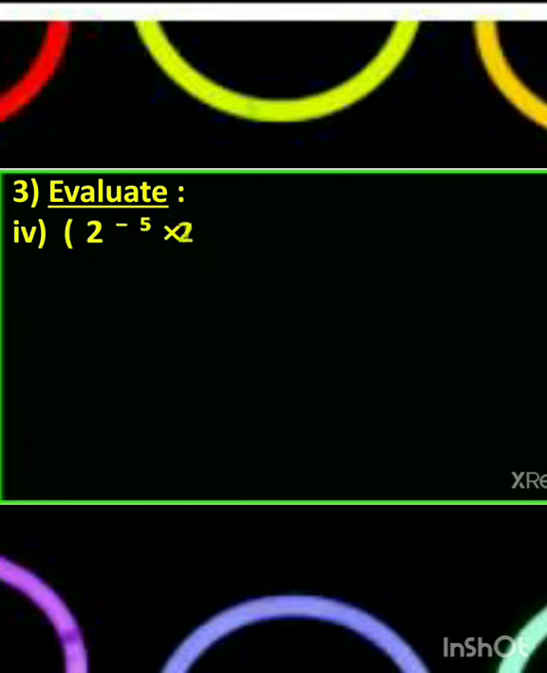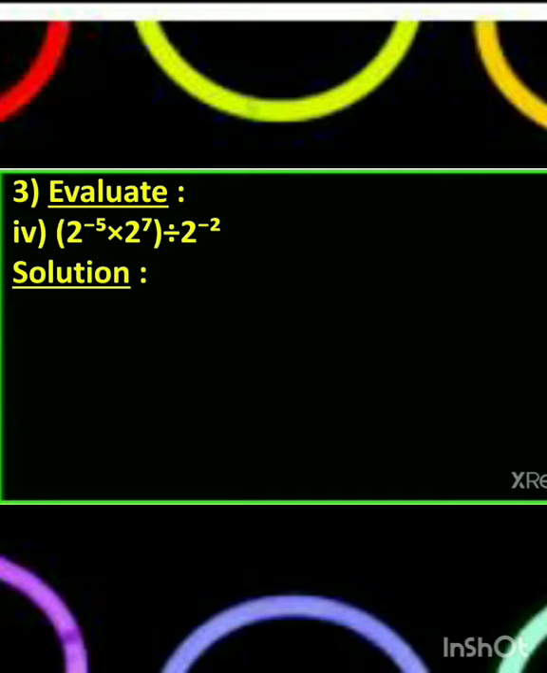Evaluate. Third problem, fourth subdivision. 2 power minus 5 into 2 power 7 divides 2 power minus 2. So here we are going to apply laws of exponent. Here the bases are equal. All the bases are 2. But the powers are different.